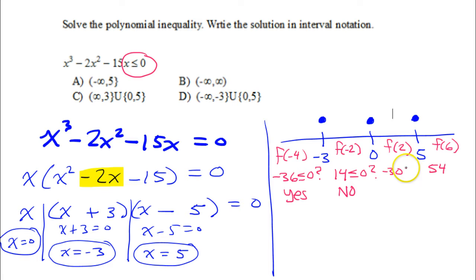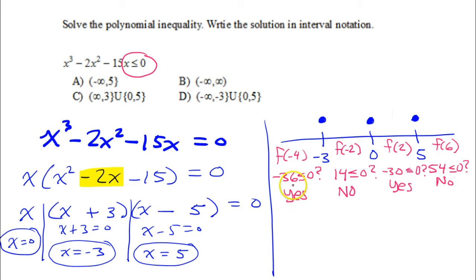And again, I'm asking, is -30 less than or equal to 0? Is 54 less than or equal to 0? Yes, -30 is less than or equal to 0 because it's negative. 54 is not less than or equal to 0. So I have a yes, no, yes, no.